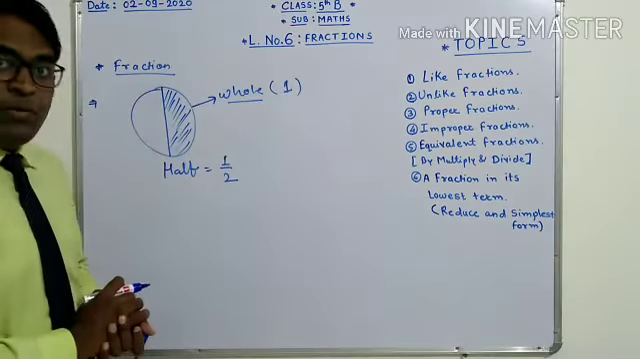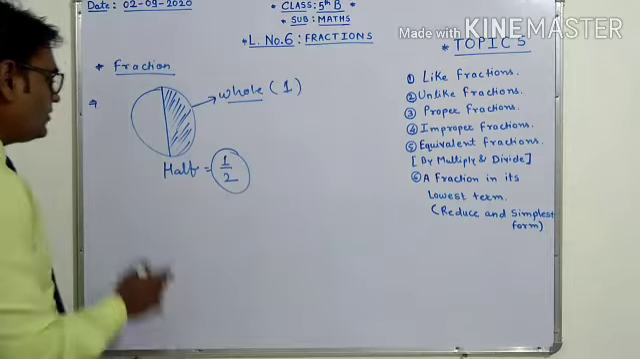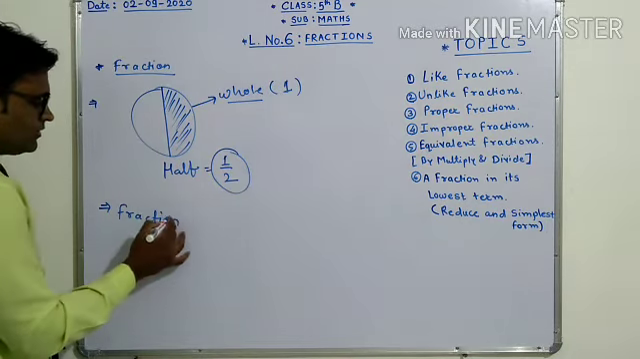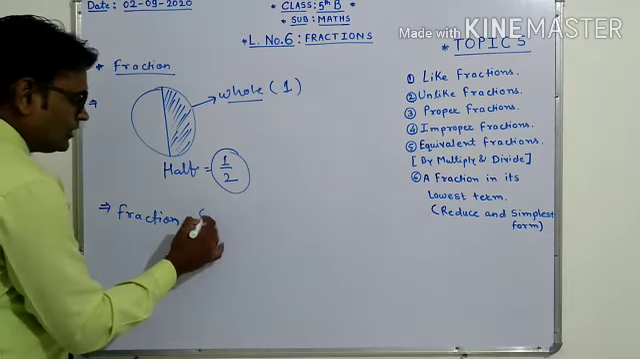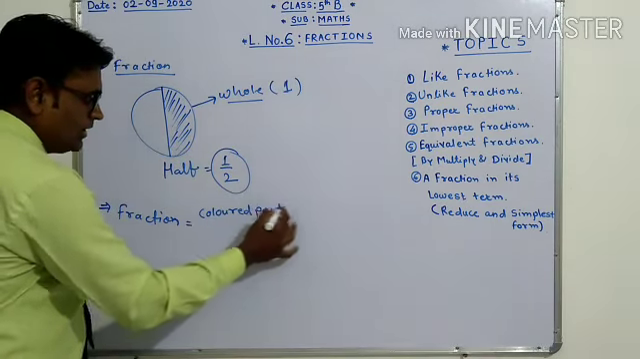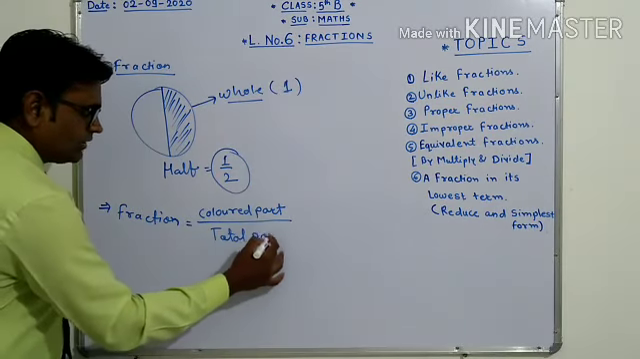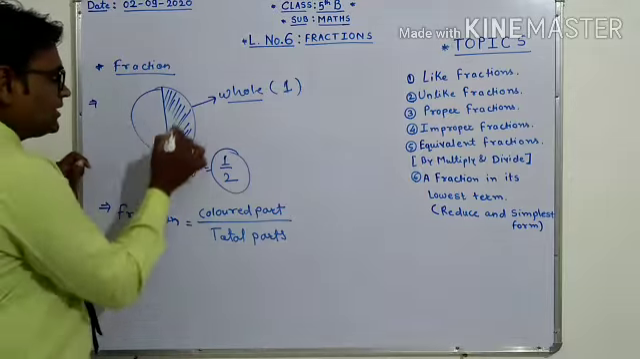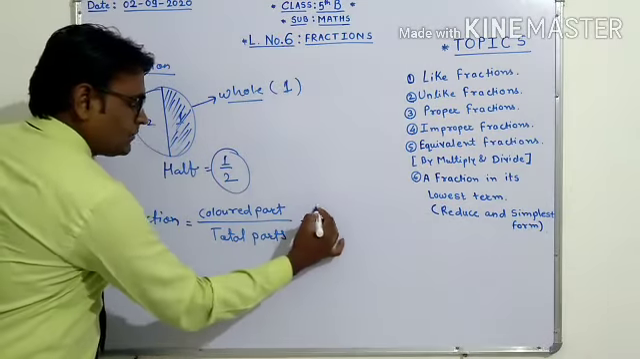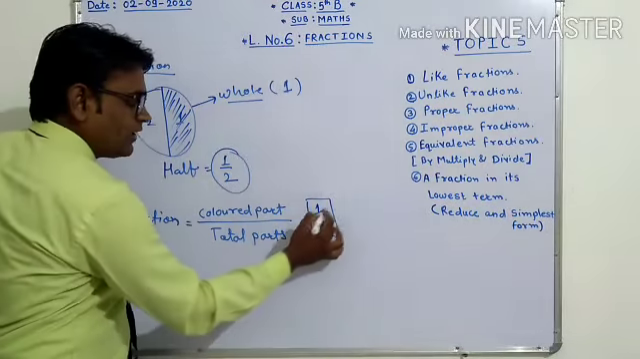Directly we can say, but how is this 1 by 2 formed? So 1 by 2 is created like that. The fraction for this figure is equal to colored parts divided by total parts. Now colored part is 1 and total parts are 2. Both the parts are there, so 1 upon 2. This is the fraction, and in this way the fraction forms.